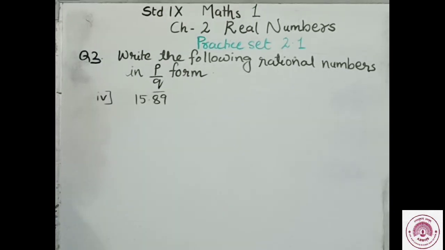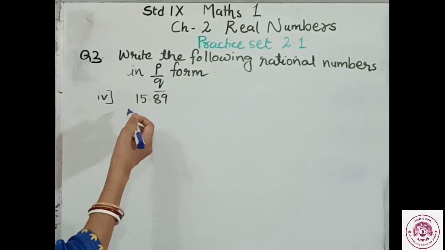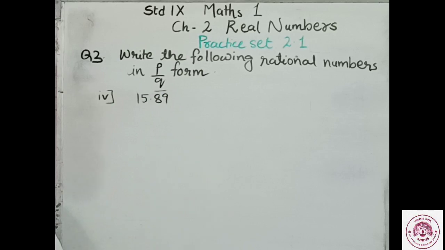Okay. Let's see one more sum. 15.89 bar. Here we have to write this 15.89 bar in p by q form. Okay. Now here 89 bar, it means the digits 8, 9 are repeating. Okay. So let's start. Let x is equal to 15.89 bar. Okay. Let this be equation number 1.